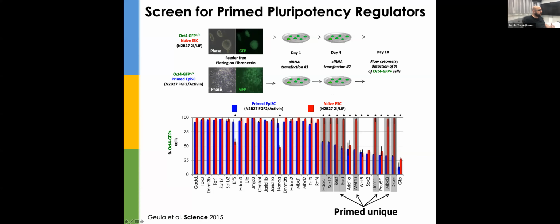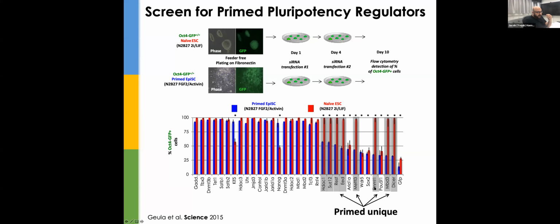So you could see here in the bottom, what I highlighted in gray, we found many genes that, if we knock them down, the naive cells, the GFP in the red, is still about 100%. The cells do not differentiate. But in the blue, the primed cells, the GFP goes down, meaning they start differentiation. So there are genes that are only important for the primed state. And if you look at them, we have Dicer, which is microRNA, DNMT1, which is the DNA methyltransferase, EED and SUZ12, which are from Polycomb. So these are all repressor complexes.